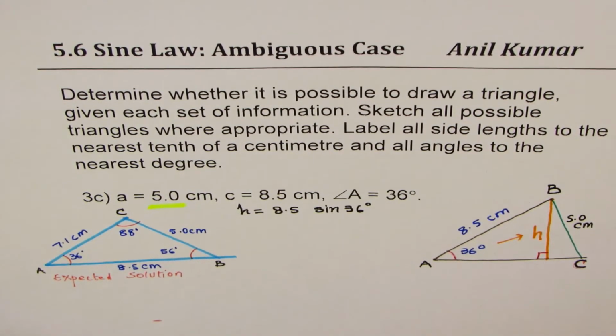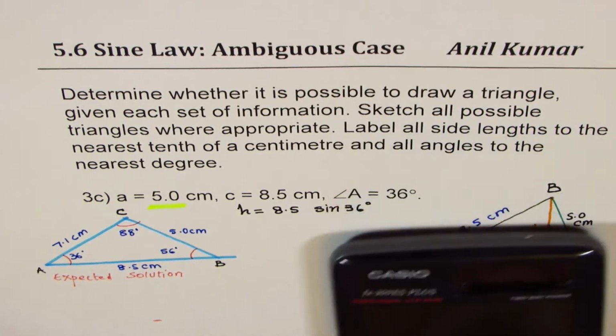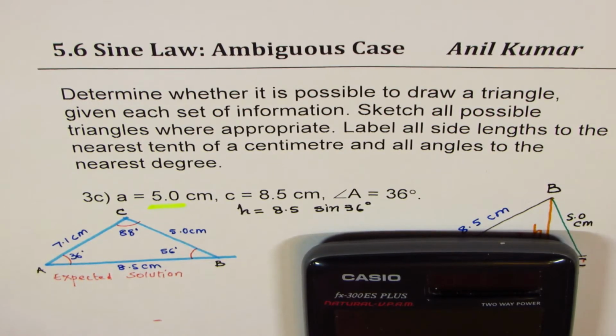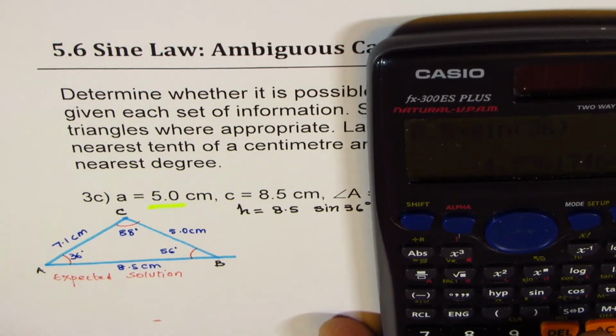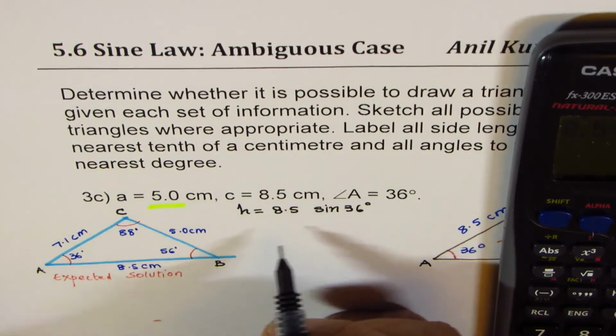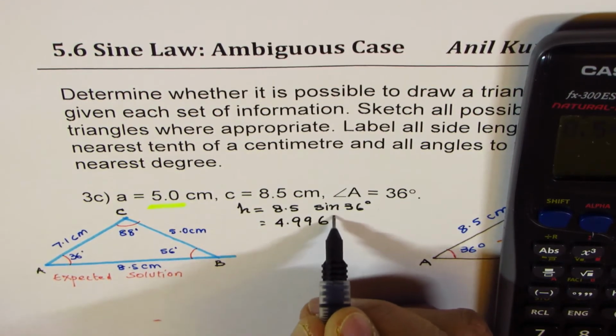Now let's use a calculator and set it to degrees. Sometimes my calculator is not in degrees, okay, and then calculate 8.5 times sine of 36 degrees, bracket close. It gives me 4.99. Look at the value, 4.9961. So let me write down, I get 4.9961.